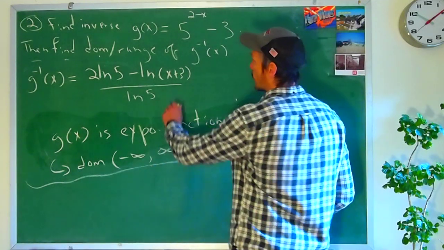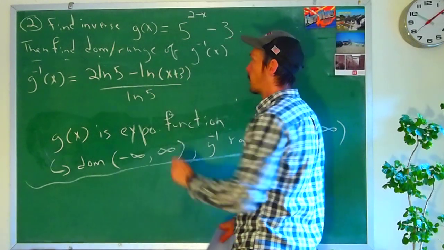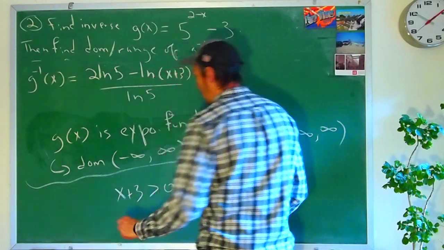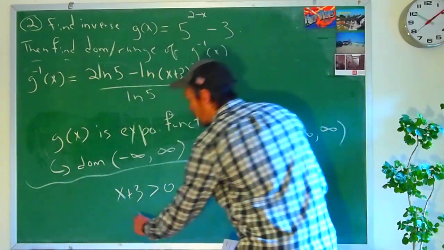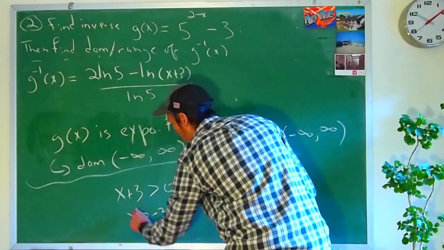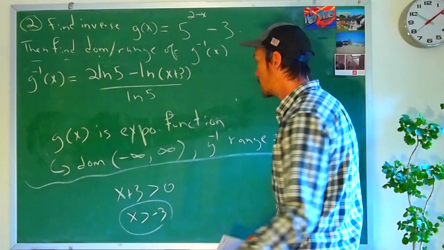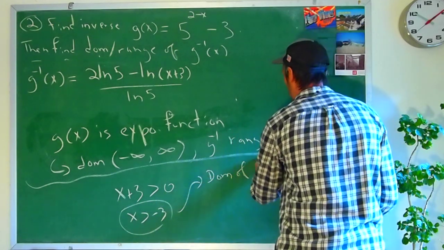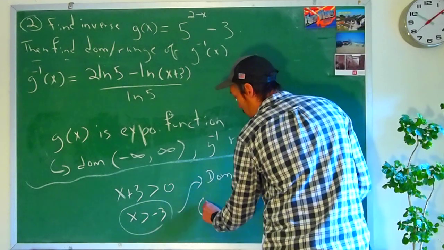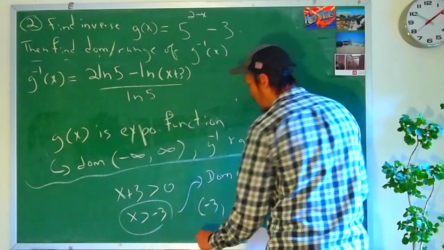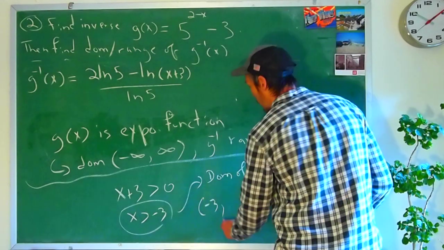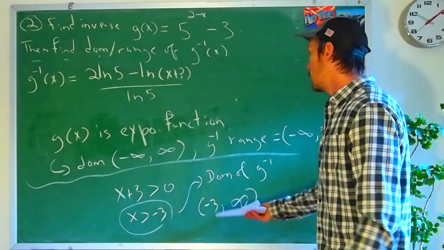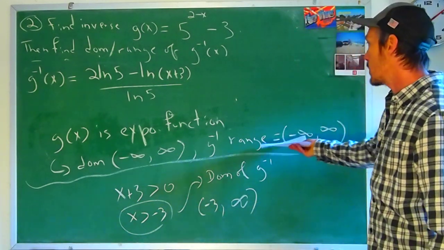Since the only place where that could possibly happen is right here, x plus 3, all we have to do is make sure that that doesn't happen. So we need to solve this inequality, which says x must be greater than negative 3. And that's going to be my domain. So my domain of G inverse is going to be parentheses, because we can't have negative 3. Negative 3 is not included, so it's not a bracket, it's parentheses, negative 3 up to infinity. And that's the domain of the inverse function, and that's the range of the inverse function.